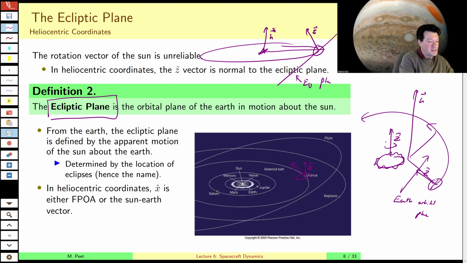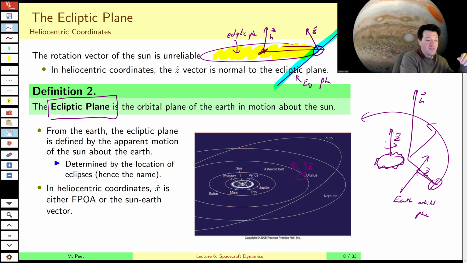So the ecliptic plane, maybe I should use a color here, is this plane here, and then the equatorial plane is this plane here. And why is it called the ecliptic plane? It's because that's where the eclipse is, of course, because it's defined by the plane which defines the apparent motion of the sun with respect to the Earth.